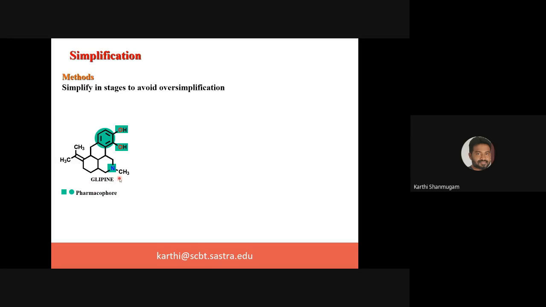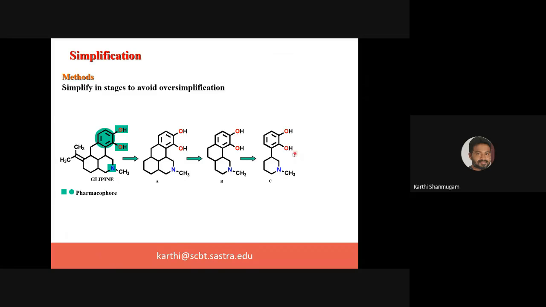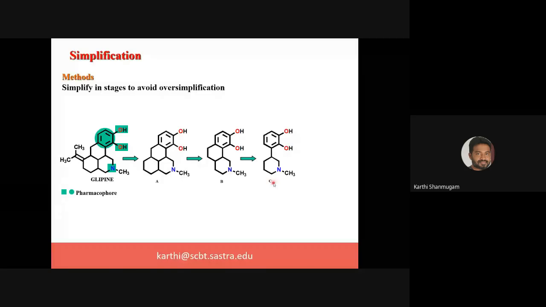those are the features which are very important for this glypine, which is an FDA approved drug molecule. And here you can see how they removed the unwanted or excess functional groups. They came up with molecule A, then went for further simplification and came up with molecule B, then molecule C. So can we say that molecule C can be expected to have the same biological activity as glypine?